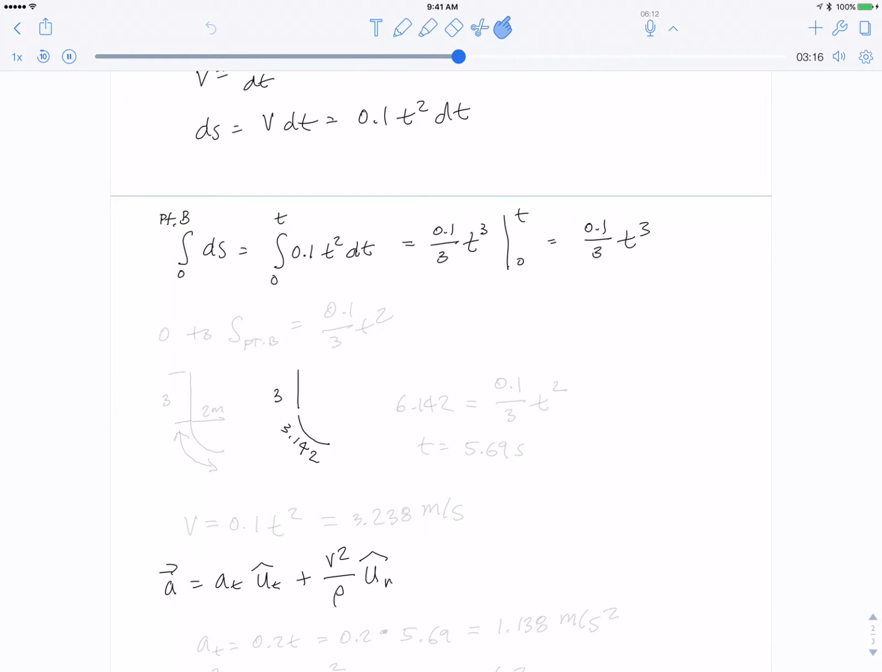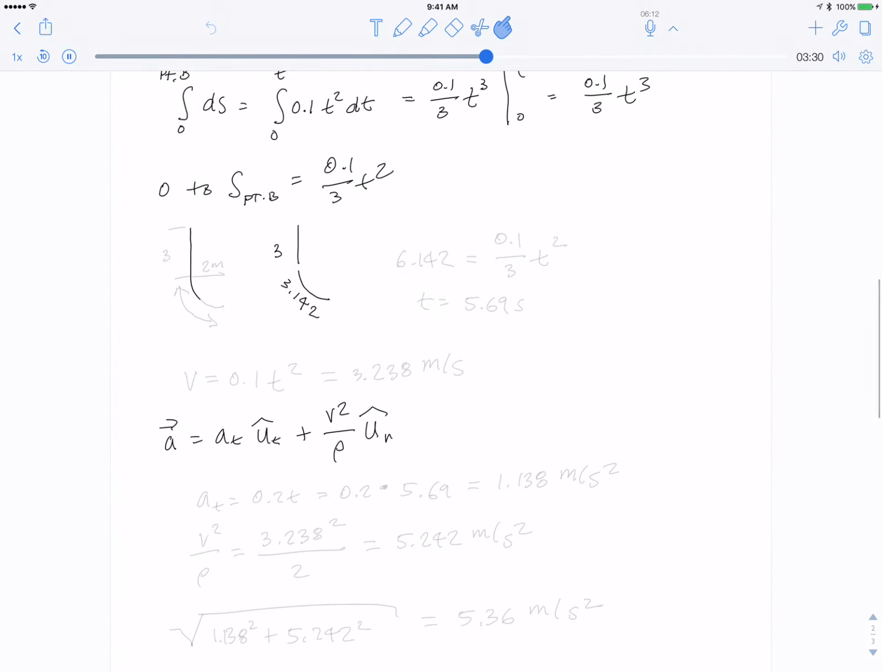So s at point B equals 0.1 over 3 t cubed. What we need to do is figure out how long this is. That's 3 meters. The radius was 2 meters, so we need to figure out this distance. I figured out that the length of a quarter circle with radius of 2 is 3.142 meters. So the total length traveled is 6.142 meters, and that's going to equal 0.1 over 3 t cubed. So the time it takes to get to point B is 5.69 seconds.